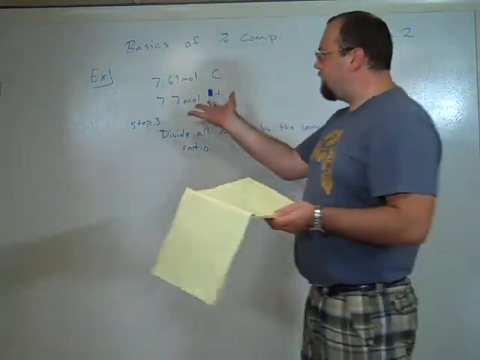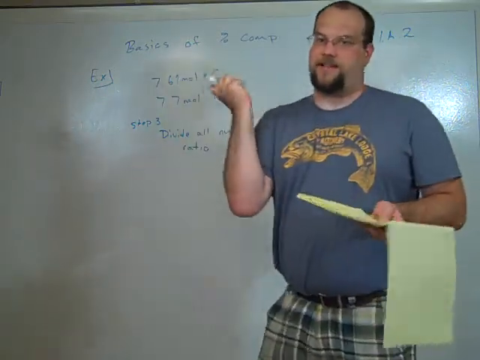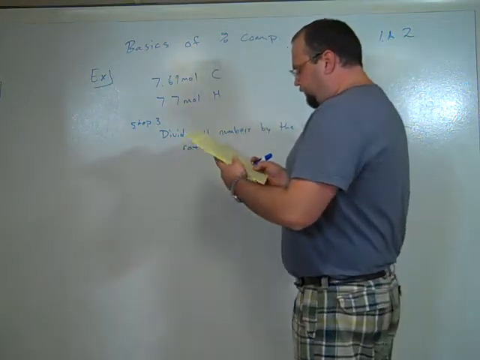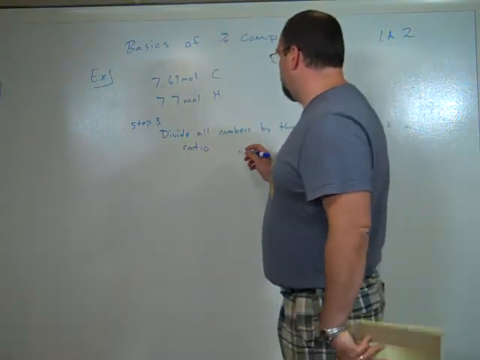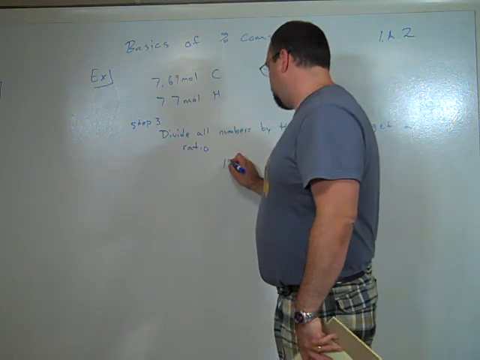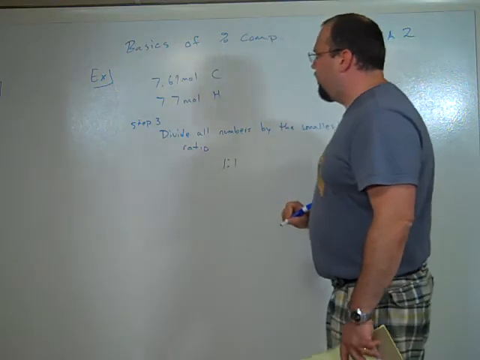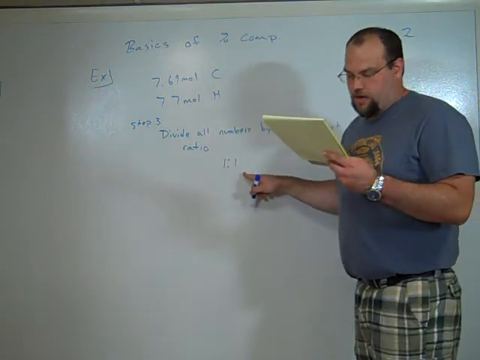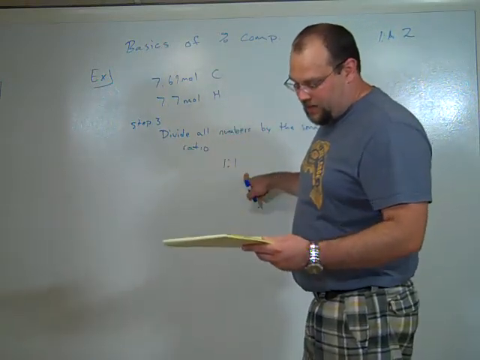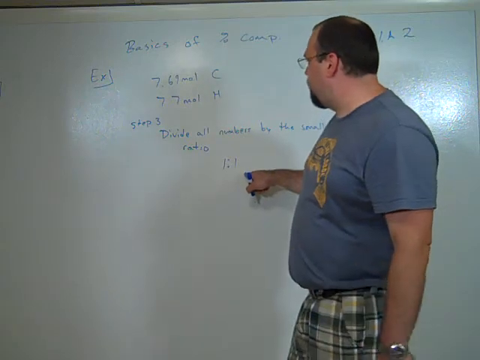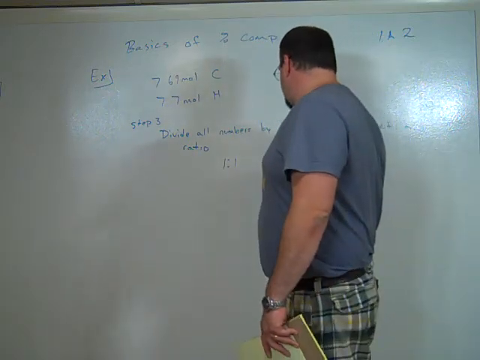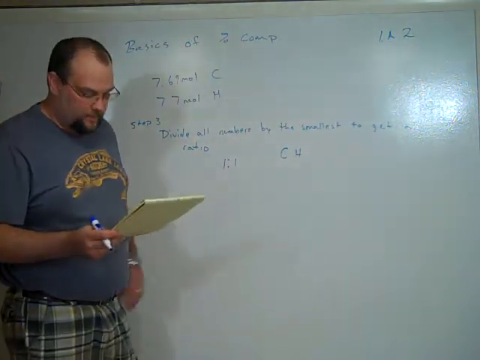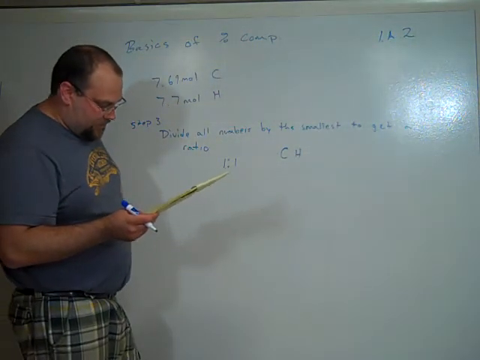Now it turns out that these numbers are essentially the same, right? 7.69 and 7.7 are essentially the same number. So my ratio is going to be 1 to 1. That's my ratio. So for every 1 carbon, I'm going to have 1 hydrogen. So our compound is like CH. All right, C1, H1, one of each.